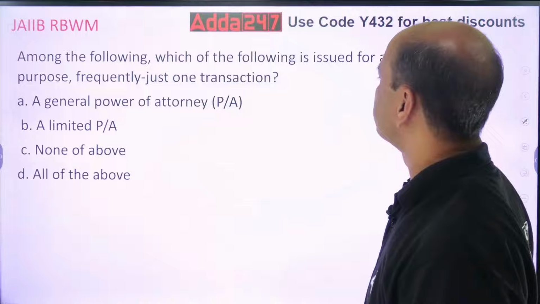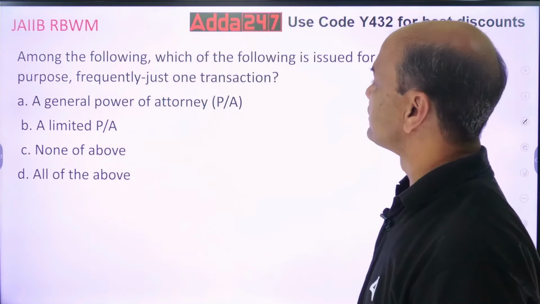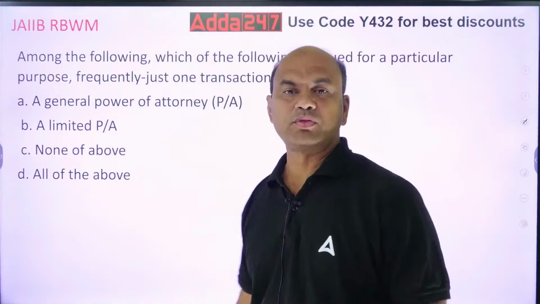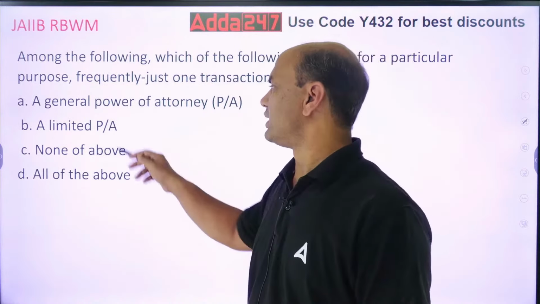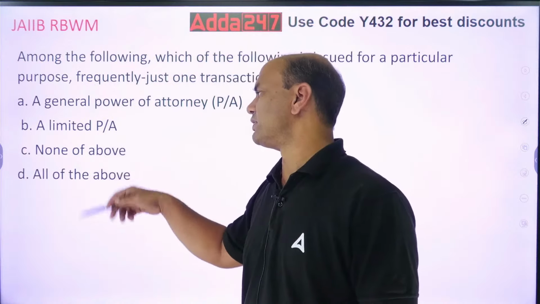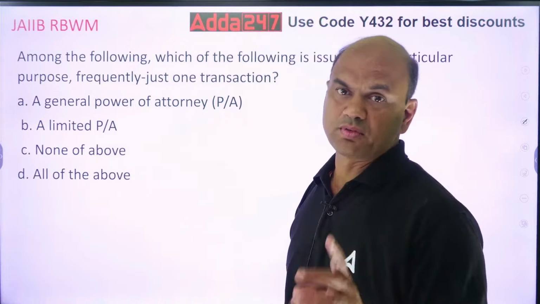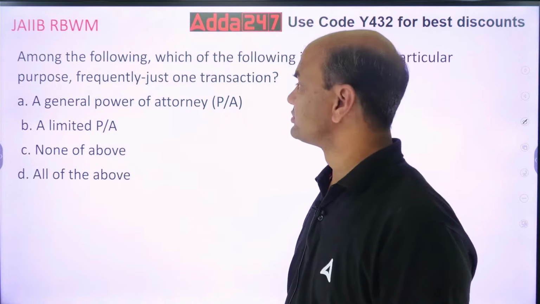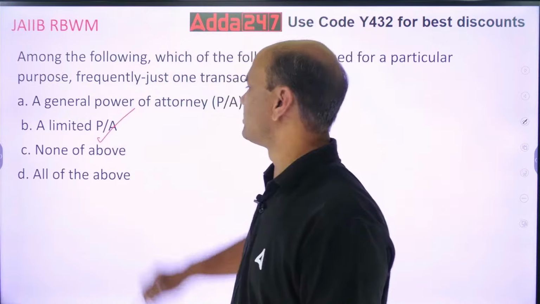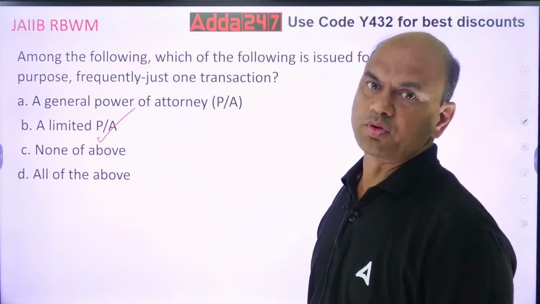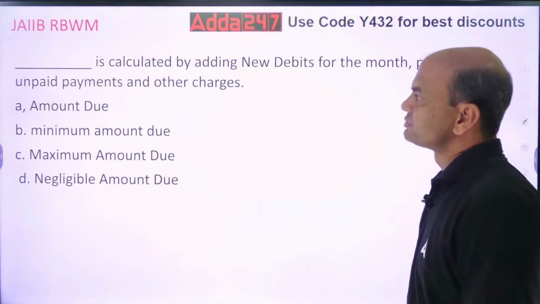Which of the following is issued for a particular purpose, frequently just one transaction? General POA, limited power of attorney, none of the above, all of the above. So, which one is issued for only one transaction? General is general POA, limited is limited POA. So, for one transaction, only limited power of attorney is issued.